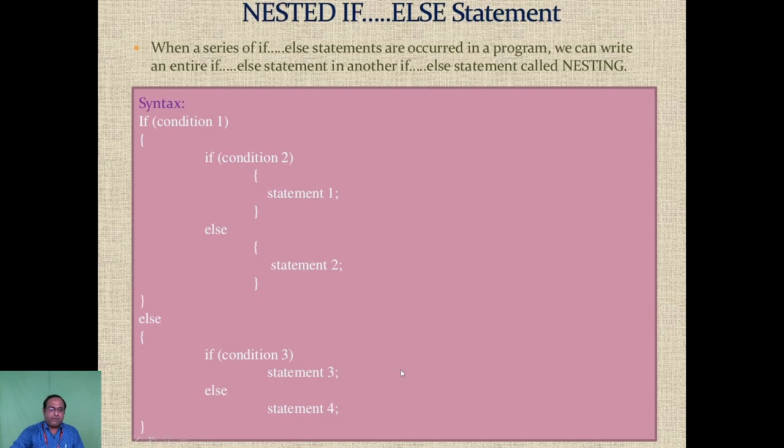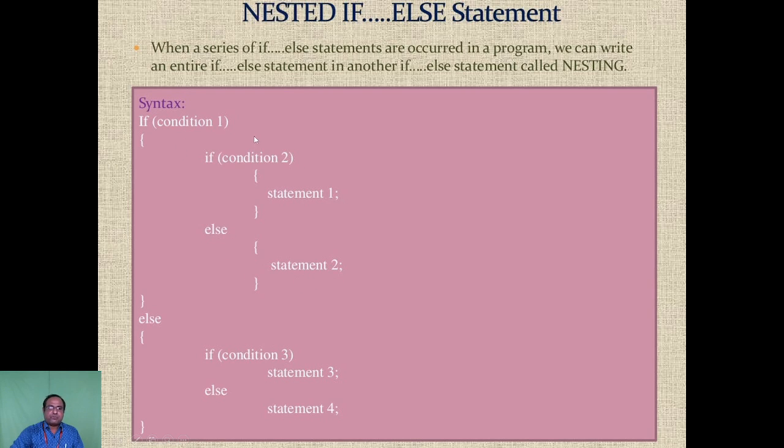Here we have two if statements. The first if statement has condition 1, followed by the second if with condition 2. If the first condition is satisfied, then automatically the condition 2 will be checked. If condition 2 is true, then statement 1 will be executed. If condition 2 is wrong, then the false statement 2 will be executed.